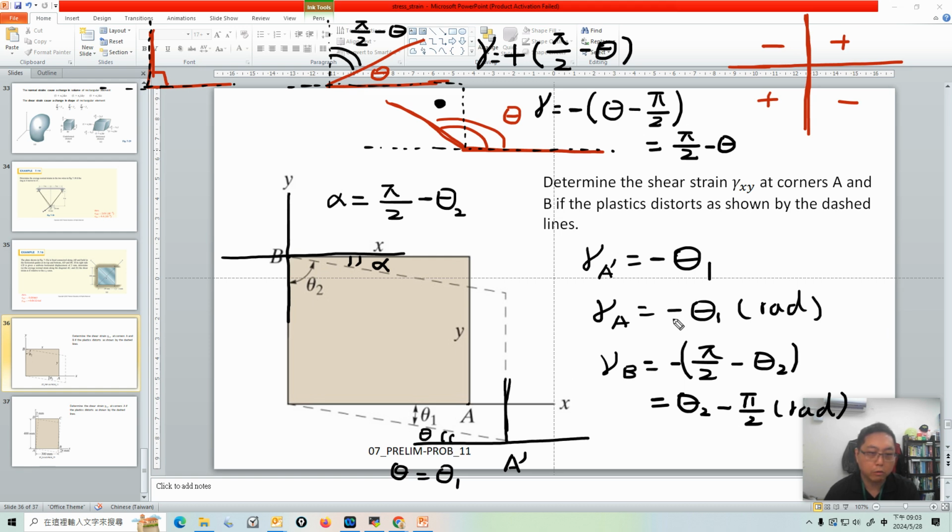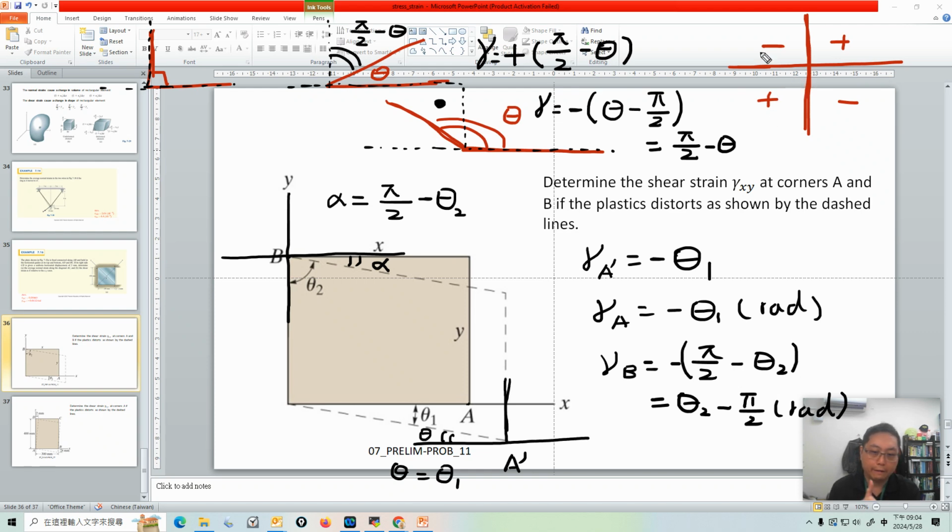So there's a negative sign here, and this angle change alpha is in the fourth quadrant. So there's a negative sign in front of the pi over 2 minus theta 2, so it's theta 2 minus pi over 2. Remember, this quadrant rule is very helpful to determine the sign convention of shear strain.